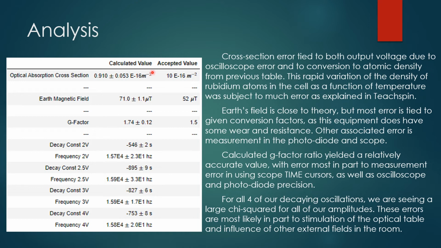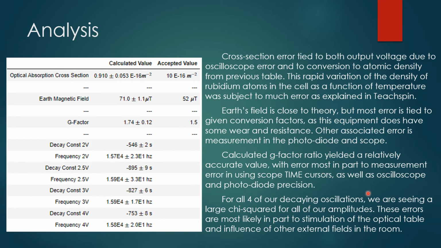So looking at some of our calculated values compared to accepted values, we see our optical absorption cross-section about a factor of 10 less than our accepted. A lot of this error is from the conversion from temperature to atomic density from the table that we were given. It's a rapid variation of the density, which is subject to much error also. Looking at Earth's magnetic field, it's pretty close to theory, but error is mostly tied to given conversion factors because this equipment has some wear and resistance, and then some photodiode and scope errors. Our G-factor ratio is pretty close.